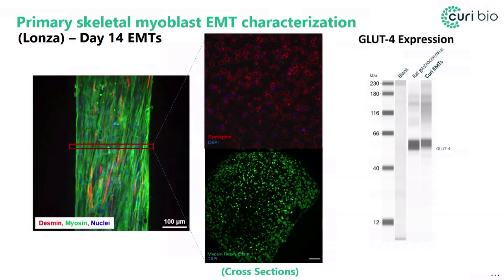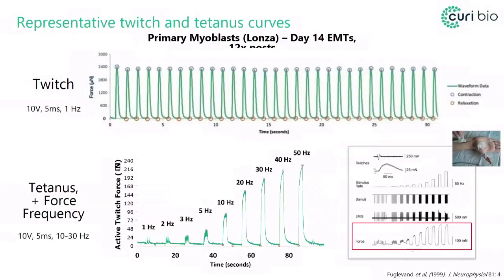But also we can look at specific expression of specific proteins. So for example, we had a customer who was very, very interested in GLUT4 because they wanted a diabetic model of skeletal muscle function. We're very easily able to probe those kinds of things and answer those kinds of questions in these EMTs with follow-on assays. The data kind of look like this.